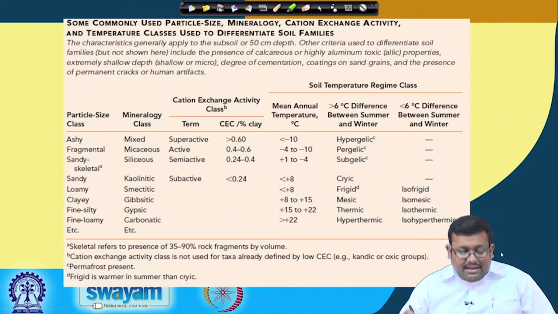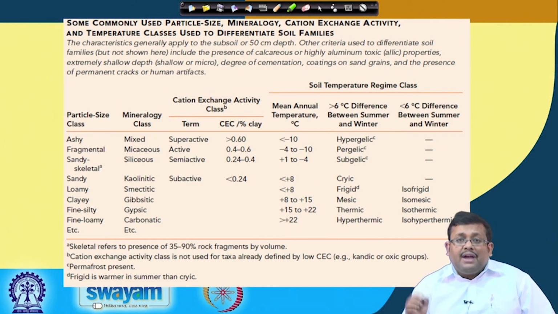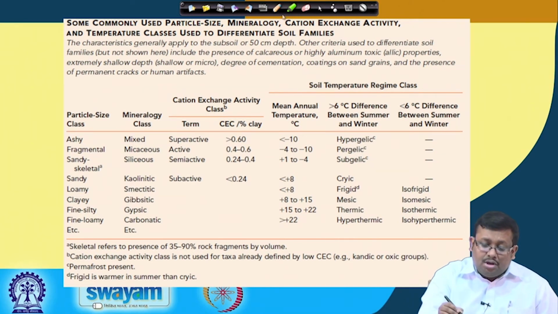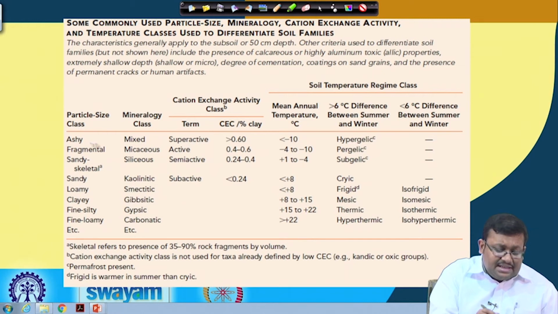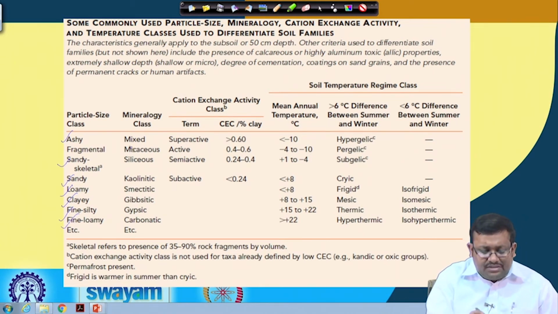So let us see in the next slide. When we are defining the soil family based on particle size classes, you can see there are different classes like ashy, fragmental, sandy-skeletal, sandy, loamy, clayey, fine-silty, and fine-loamy. Based on the mineralogy class, there are also mixed, micaceous, and siliceous.